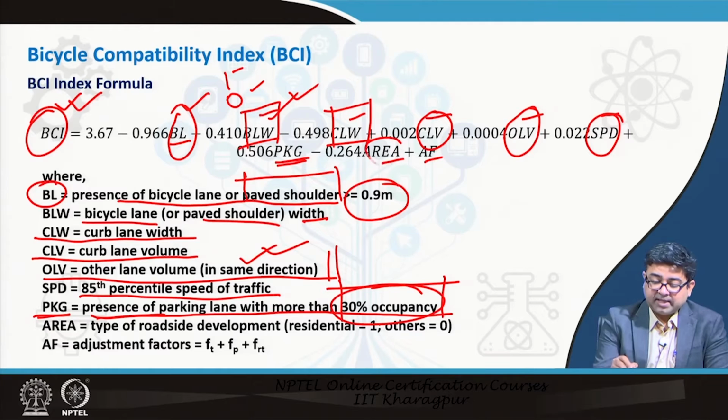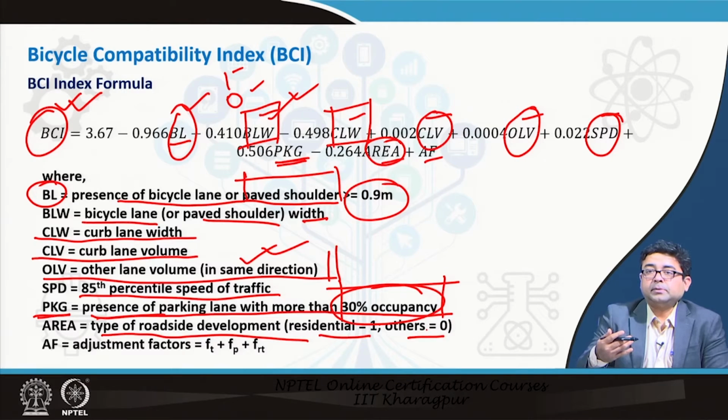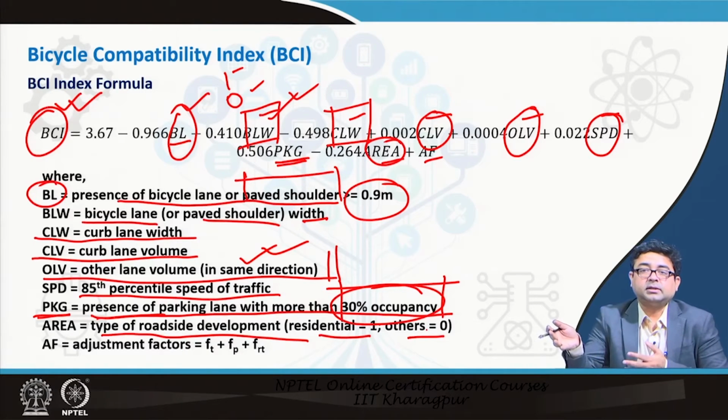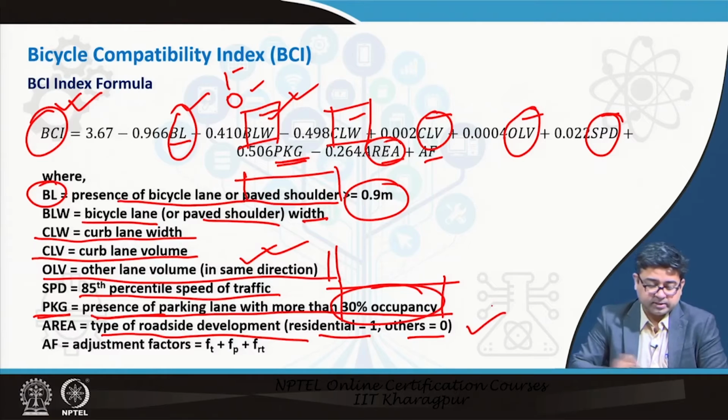The next variable is area, which is the type of roadside development. If it is residential, then the value is 1, if it is others, it is 0. It has been noticed that the comfort of bicyclists depends upon the area. If it is a residential area, they feel more comfortable versus bicycling in non-residential areas. For simplicity's sake, it has been divided into only 2 such areas.